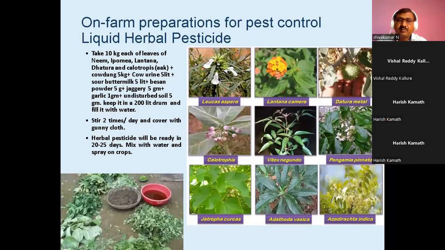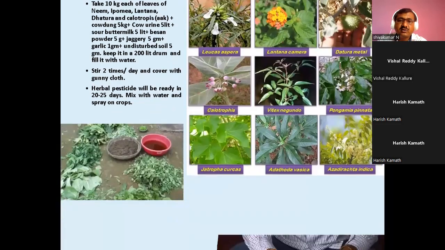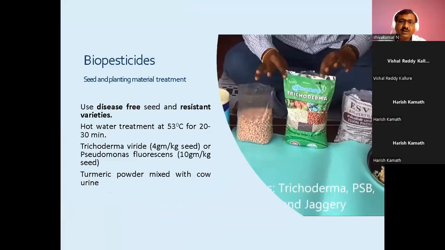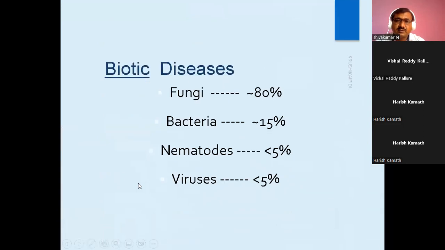So like this, there are a lot of preparations. You can go through this. I am sharing it with you. Biopesticides are there, like Trichoderma. You can use it for seed treatment, 4 gram per kg of seed, or you can mix it with the seeds. So these are common practices for pest and disease control, because we know these are the biggest factors causing losses at the farm level.